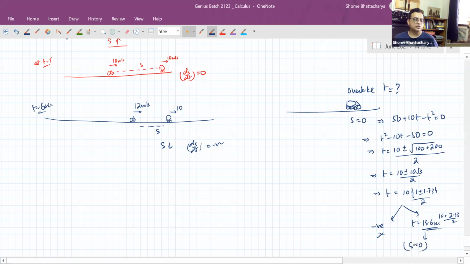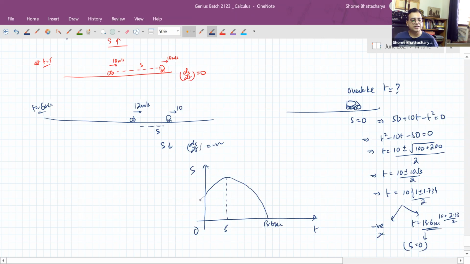So the overtake happens. But between 0 and 13.6 seconds, what is happening? For the first 5 seconds, the car is actually moving away from the bike because the bike is taking time to pick up speed. From 5 seconds onwards, the bike has become faster than the car. So it's catching up. And finally, it manages to catch up at this value of time, which is 13.6 seconds.